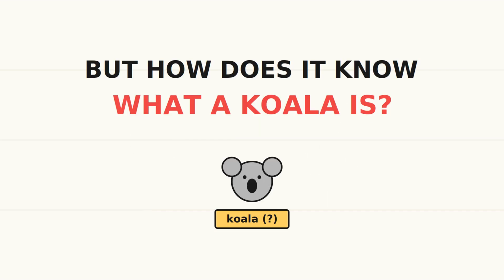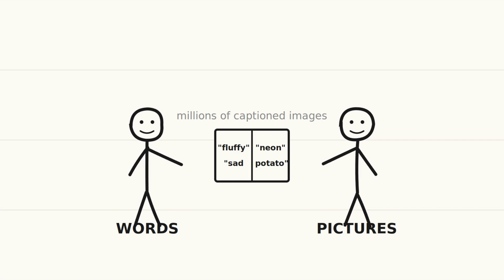Okay, but hang on. If it starts from random noise, how does it know to find a koala in there, and not a toaster? This is where your text prompt comes in, and where Image AI had to learn to read. During training, the AI didn't just see millions of images. It saw millions of images with captions.